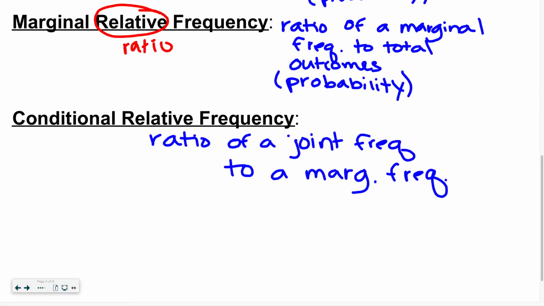If I know the person plays an instrument, then what's the probability that they also speak a foreign language? So I'm taking that joint frequency, plays an instrument and speaks a foreign language, and I'm dividing it only by plays an instrument, if I know they play an instrument.